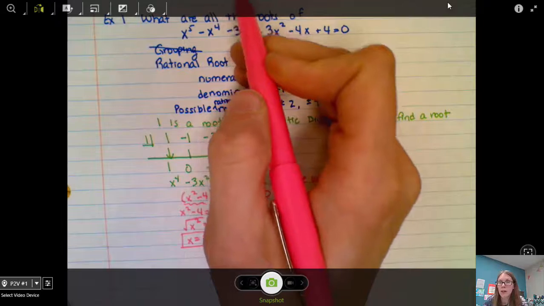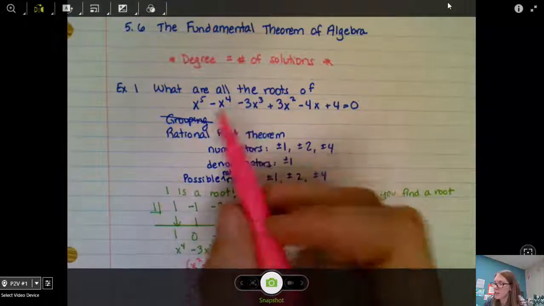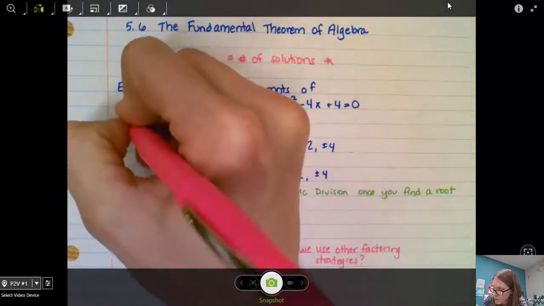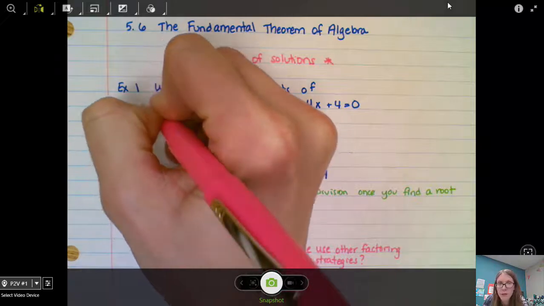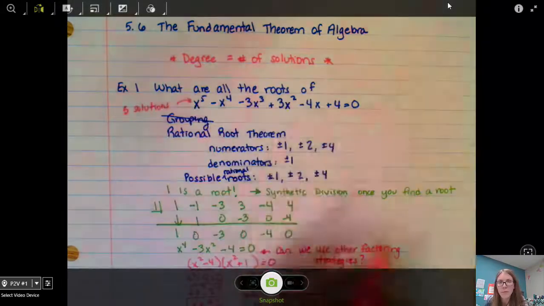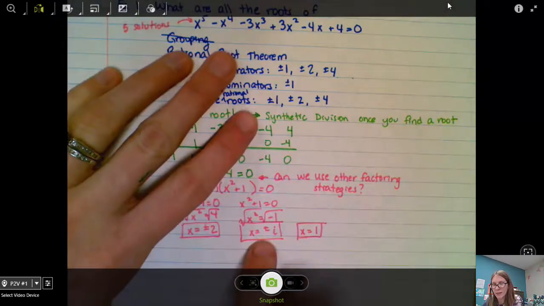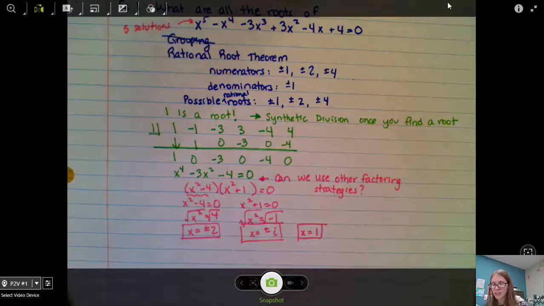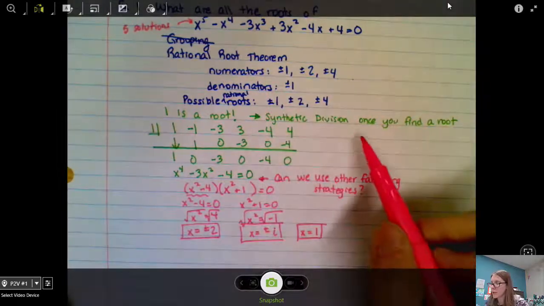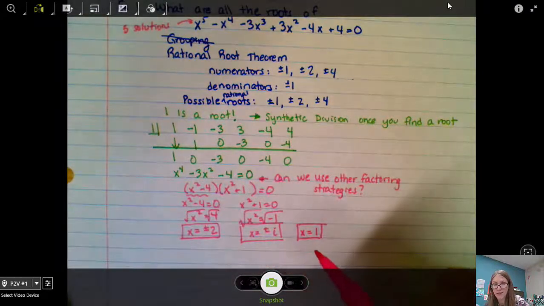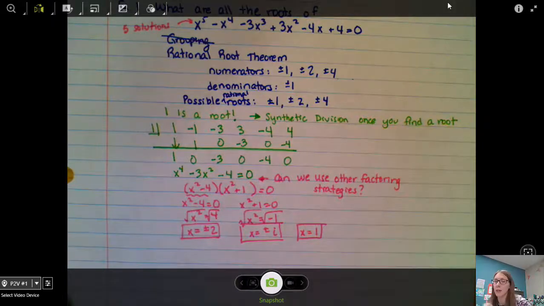The fundamental theorem of algebra says that my degree is the number of solutions. I have a degree of 5 here, which means I'm going to have 5 solutions to my equation. If you count out what we have, 2 here, 2 more, and then 1 more. So I have my 5 solutions. This problem is done. The overall process is we use our rational root theorem to find a root, then synthetic division and other strategies to factor and solve the rest of the way. This process really is combining a lot of what we have learned this chapter.